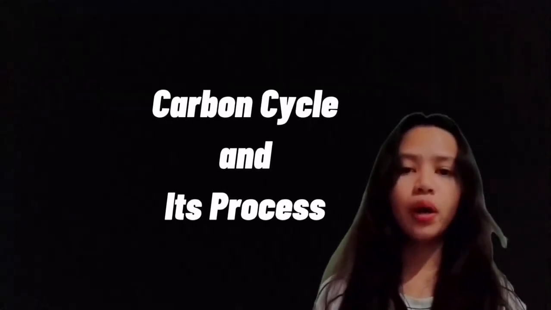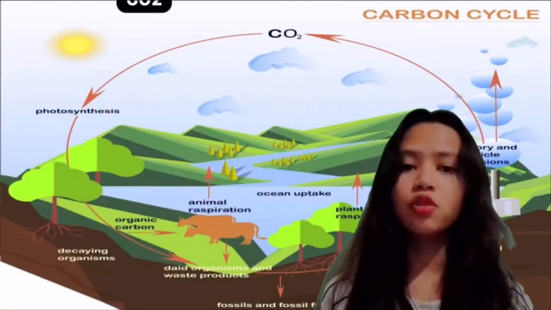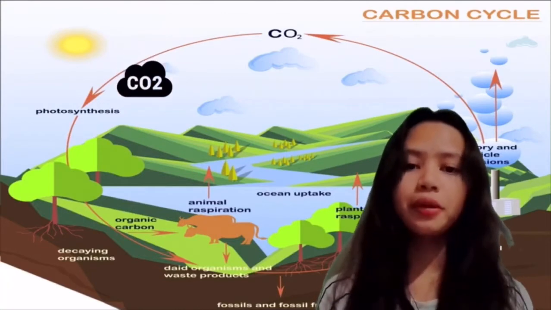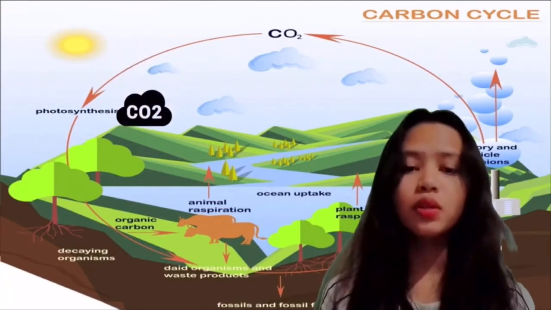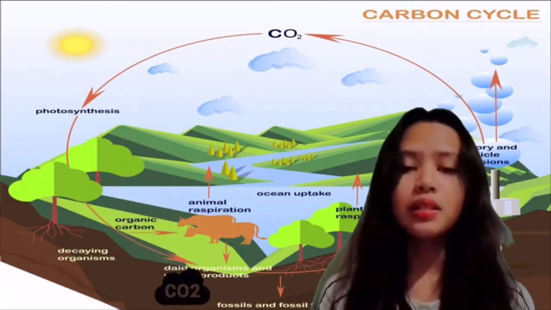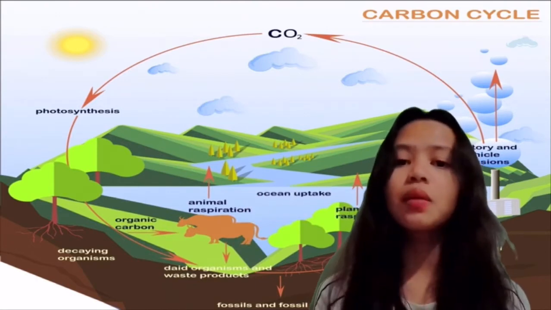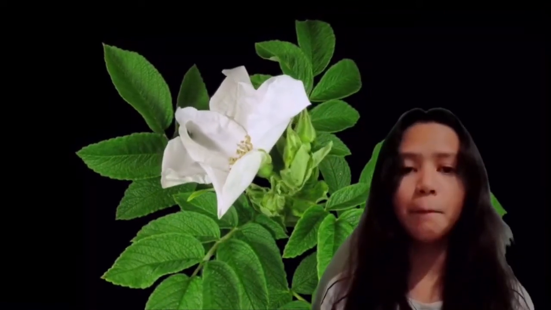Now, let's first talk about what the carbon cycle is and its process. The carbon cycle is the biogeochemical cycle by which carbon is exchanged among the biosphere, pedosphere, geosphere, hydrosphere, and the atmosphere of the Earth. Meaning, it is the process in which carbon atoms continually travel from the atmosphere to the Earth and then back into the atmosphere. There is also a process of how nature adds carbon to the air and its sources. One example is respiration or breathing. Every time we breathe, we inhale oxygen, and in return, we exhale carbon dioxide.